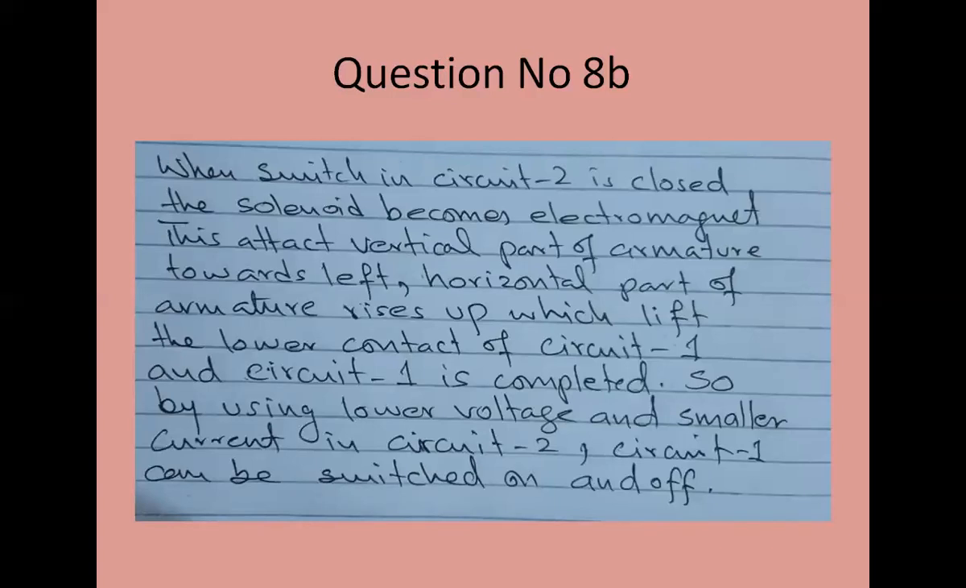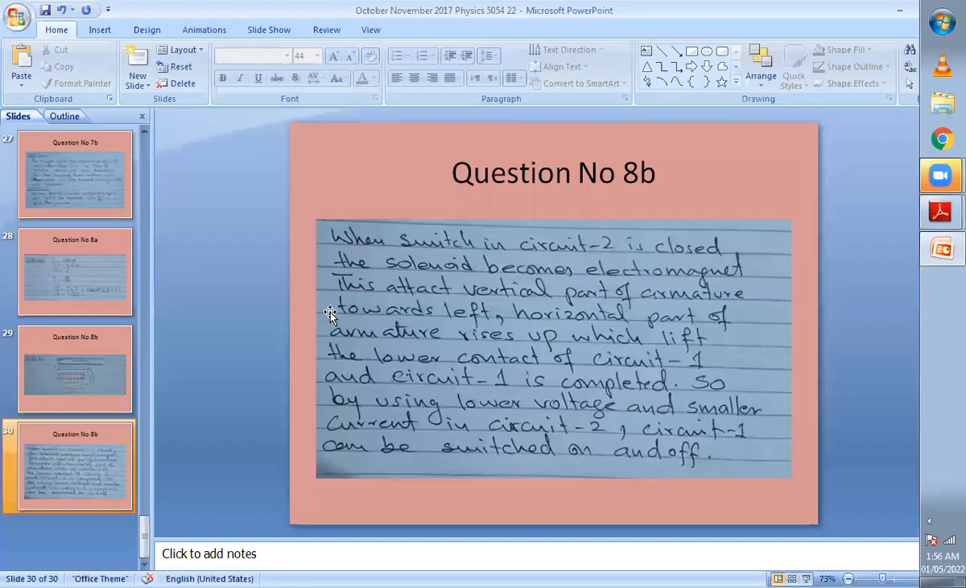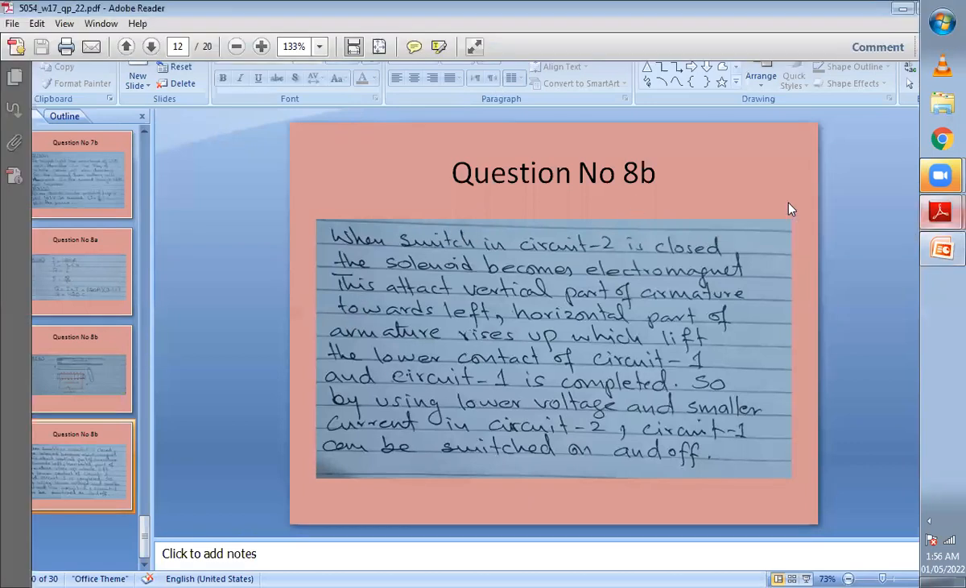So by using the lower voltage and smaller current in circuit number 2, circuit number 1, which has high voltage and high current, can be switched on and off with the help of the relay. So this is how the relay works. Hopefully you understand. It's a very, very important description and diagram.